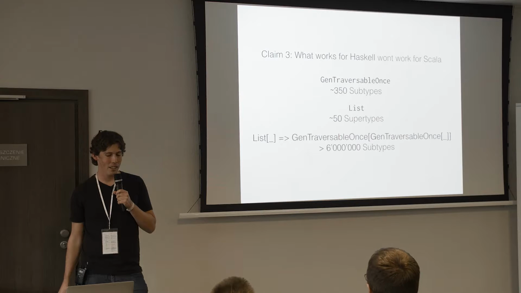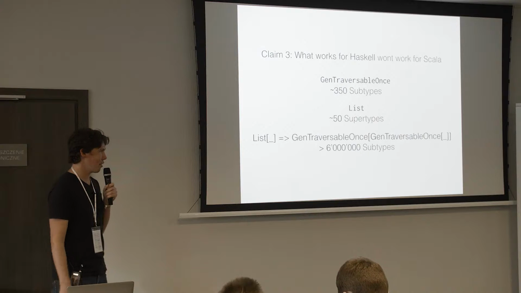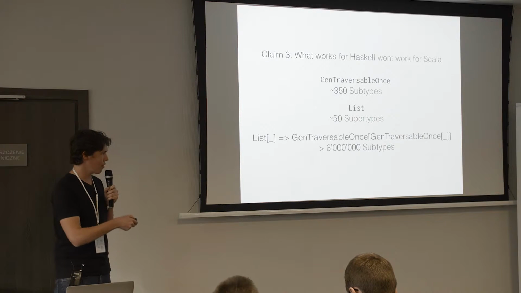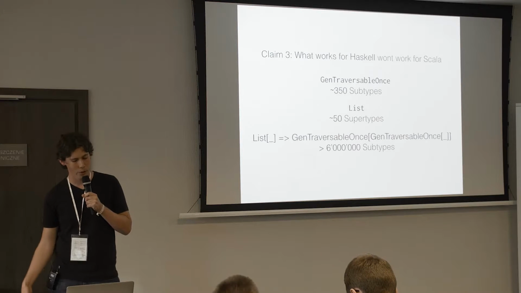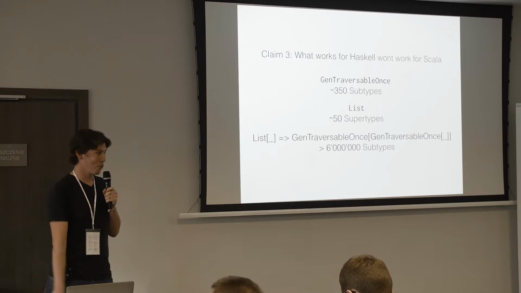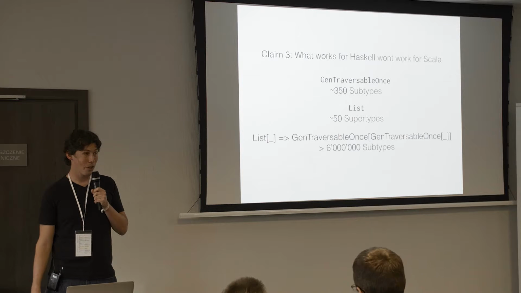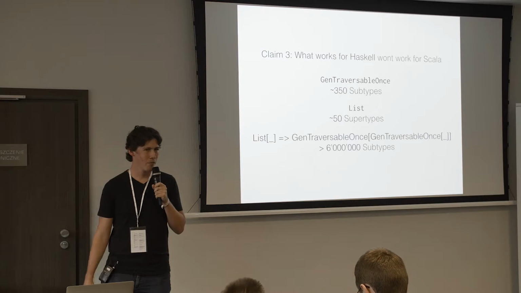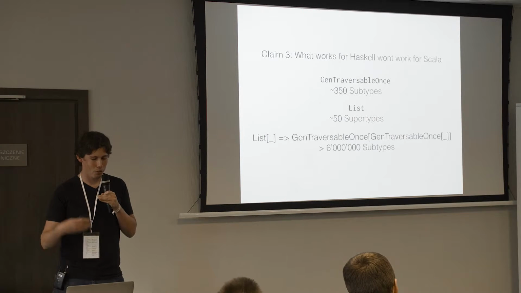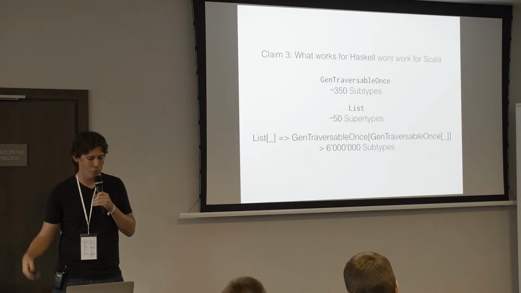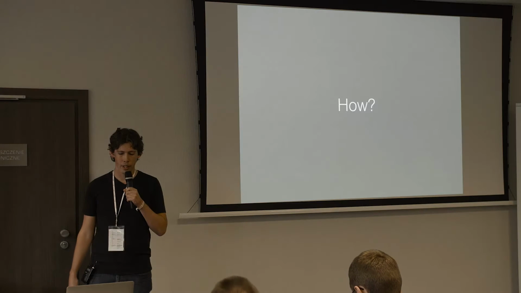subtypes. And when you combine that, and you're interested in a specific subtype of, say, this function, list to generic traversable once of generic traversable once, which was actually a quite useful query on some occasions, you get more than 6 million subtypes because of the combinatorial explosion that comes with the principles behind it. So we need a new approach. So how?